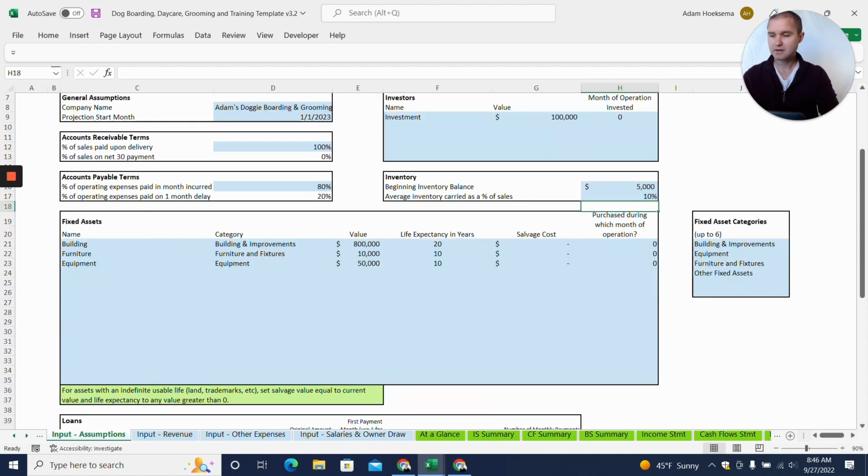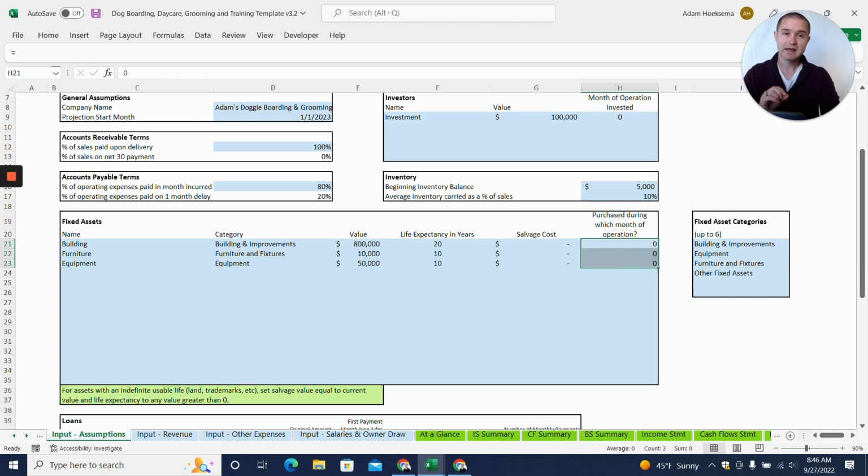All right, and so we're saying we're going to build an $800,000 building, or maybe we're going to buy a building and build it out for our dog boarding facility. So we've got an $800,000 building here, furniture of $10,000, and equipment of $50,000. We purchase all those in month 0, so at the beginning of the projection.